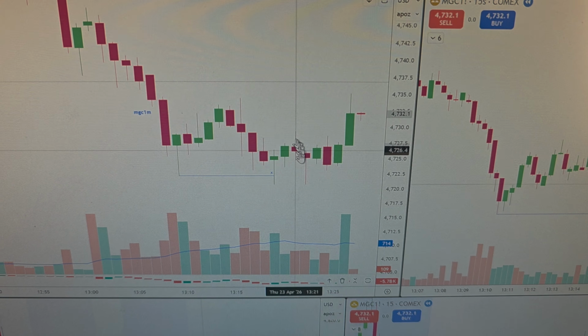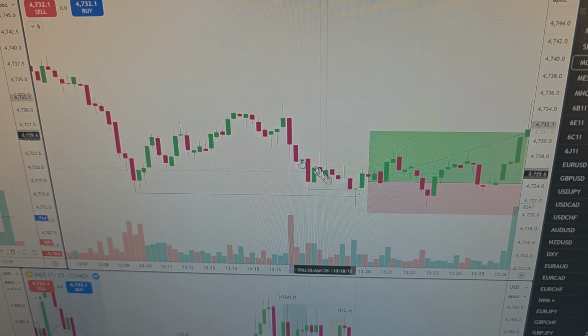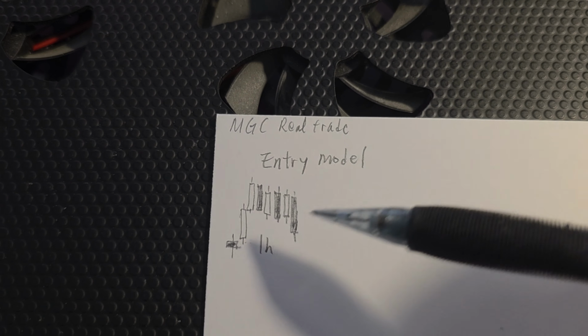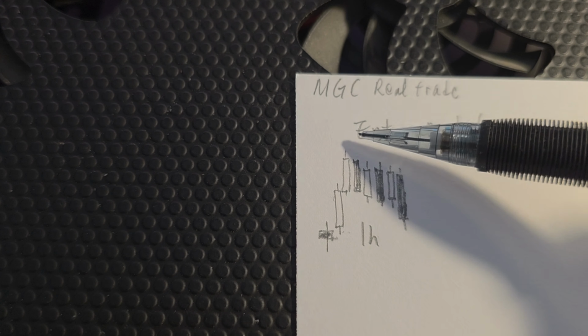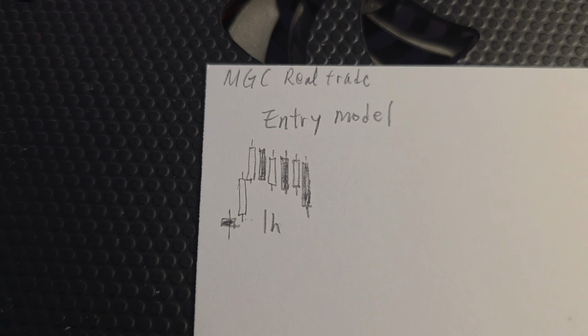So take a mental picture and remember this rejection candle here on the 1 minute, and this sweep, and these candles, and the 15-second. So this 1 hour pattern is this nice impulse wave with the sideways coming down. So that's the 1 hour.